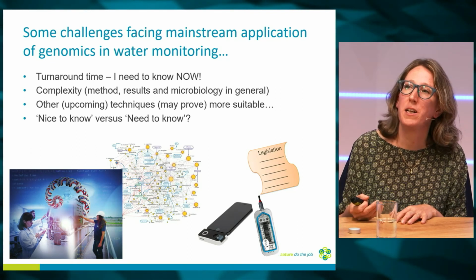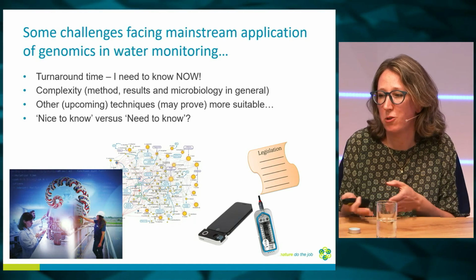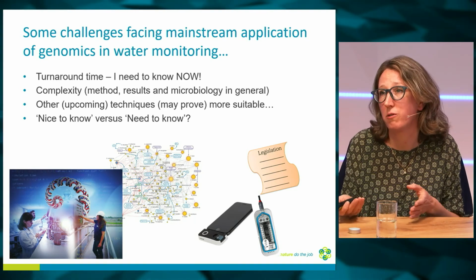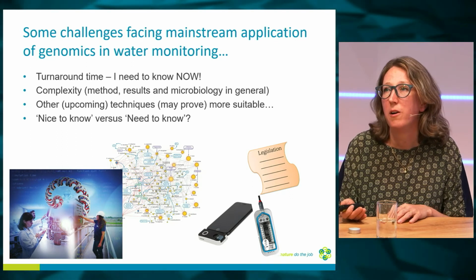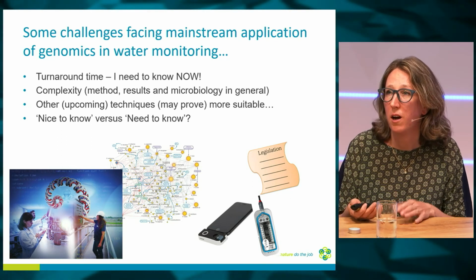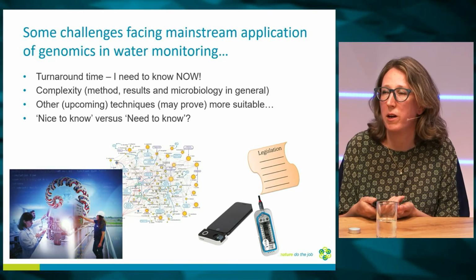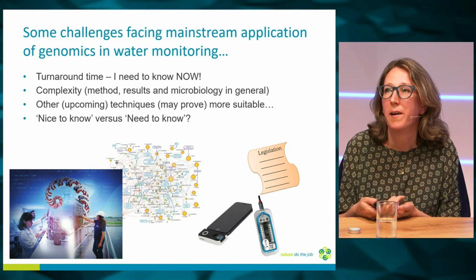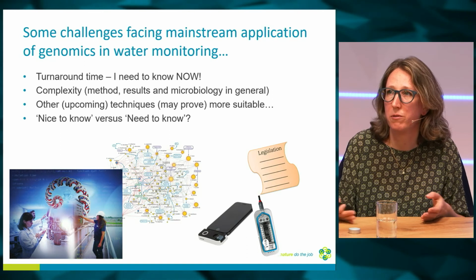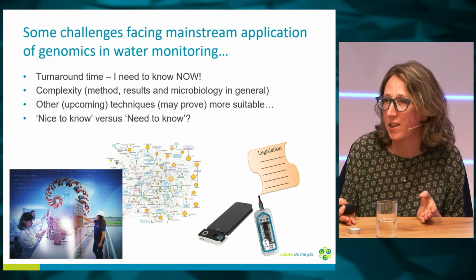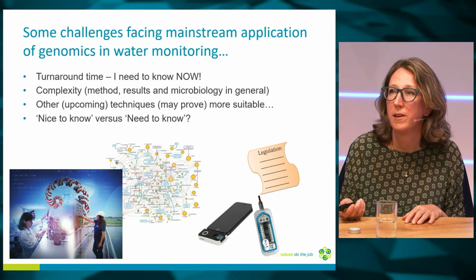Then another thing, regarding the question of whether genomics is going to be mainstream, is other upcoming techniques, or some existing techniques, that are more suitable for routine monitoring. I already mentioned qPCR, which is a cheap and easy and quantitative way to monitor systems, but also things like metaproteomics, which is the next step of not only who's there, but what are they actually doing, which is a question that we often want answered.